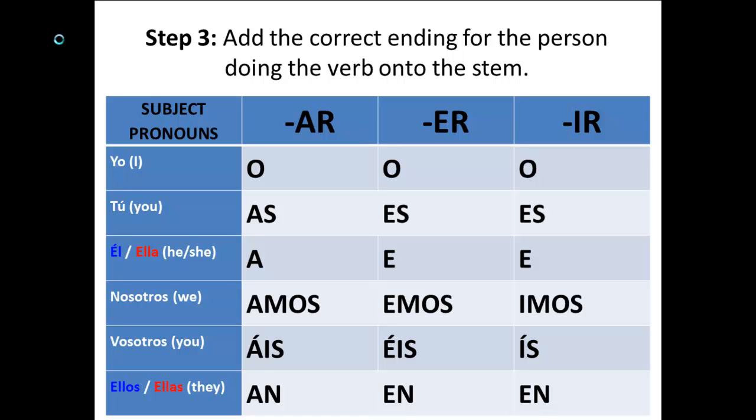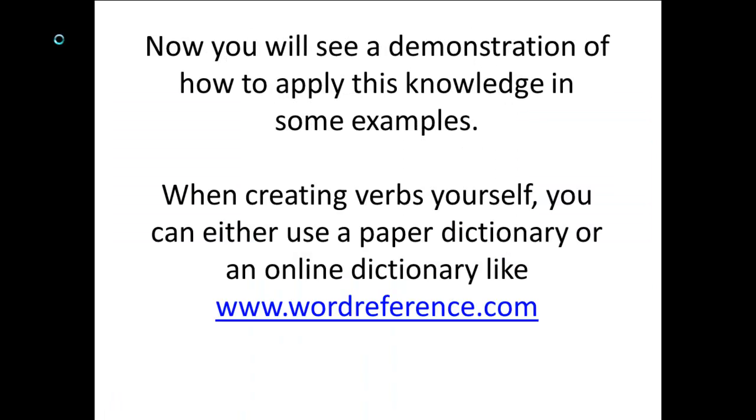Now, if you notice, there's a lot of similarities here in terms of the endings. For example, ER and IR are both very similar, the only difference being nosotros and vosotros. AR verbs are by far the most common, but it is really important to know all 3 different groups of verbs. Now you'll see a demonstration of how to apply this knowledge and some examples.